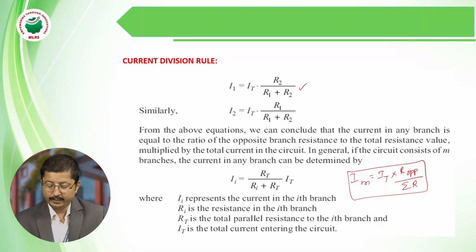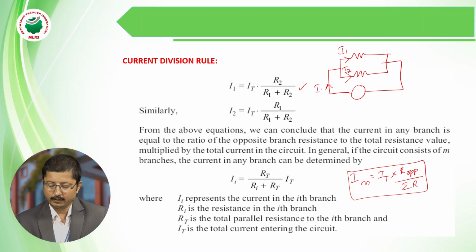So let us find the current division rule for two resistors. Two resistors are connected in parallel. This is the total current flowing into the circuit here. This is I1 and this is I2. This is the total current. This is R1 and R2.